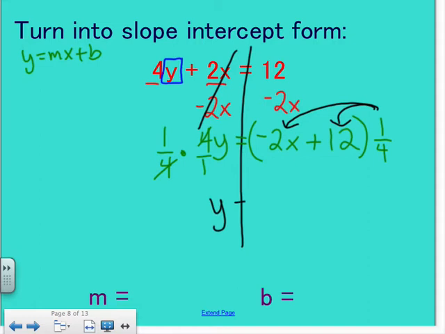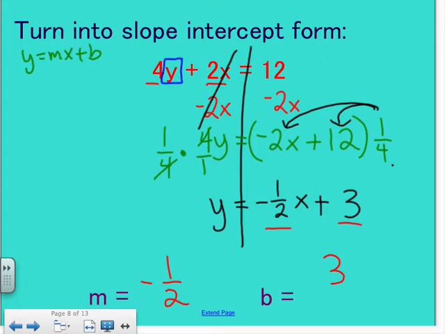So while I have y by itself over here, I have 1/4 times -2. So that's -2 over 4x, or if I simplify that, -1/2 x, plus 12 over 4. Again, if I simplify that, it's 3. Okay, so that's solving my equation for y, turning it into slope-intercept form. And again, the reason we want to do that is now I know my slope is -1/2, because it's that coefficient of x, and my y-intercept is 3, because it's that number being added to the x.